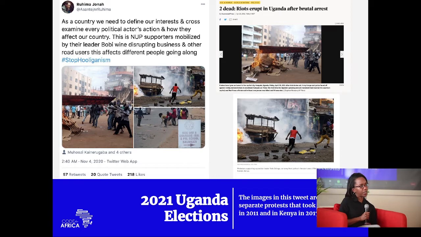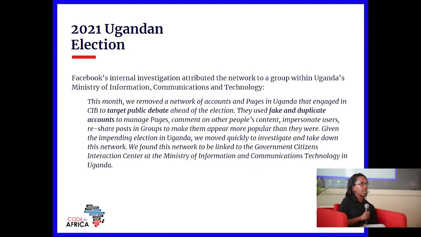And you see, when someone just sees this online for the first time, they will not always think, maybe I should fact check this. They'll just see it and take it as the truth, which could trigger them into some more heinous acts. So as we know, Facebook did take down the ones that were on Facebook, and we know how that ended up for Uganda, in that the platform ended up being banned for some time. And the network was actually found to be linked to the Government Citizens Interaction Center and the Ministry of ICT in Uganda.